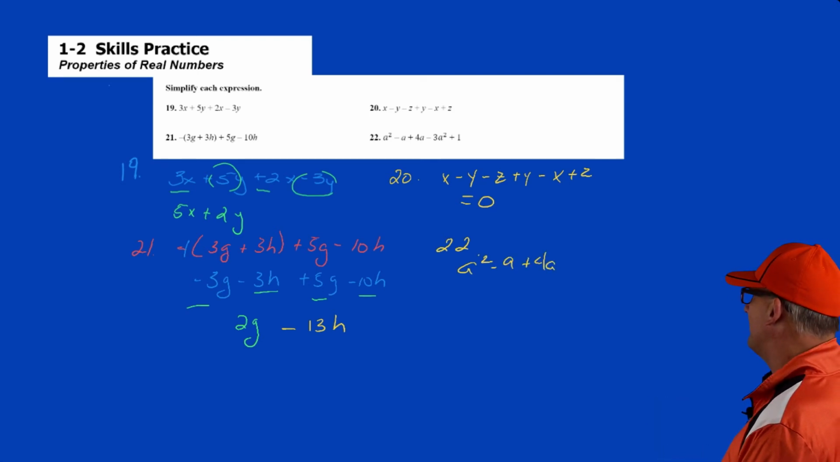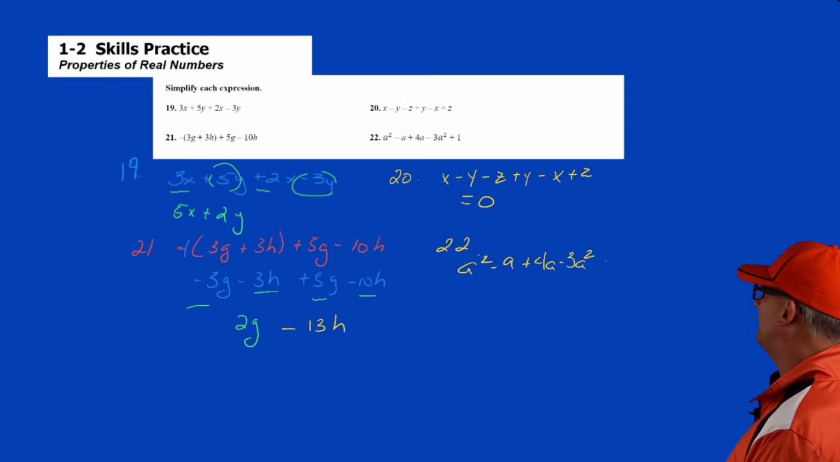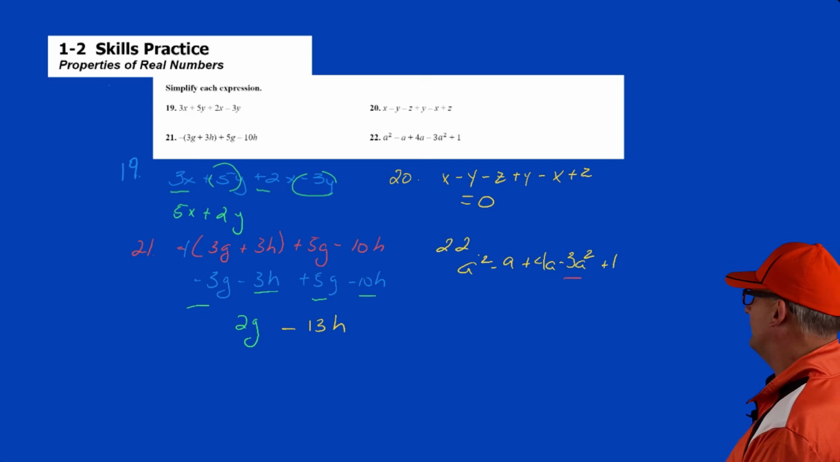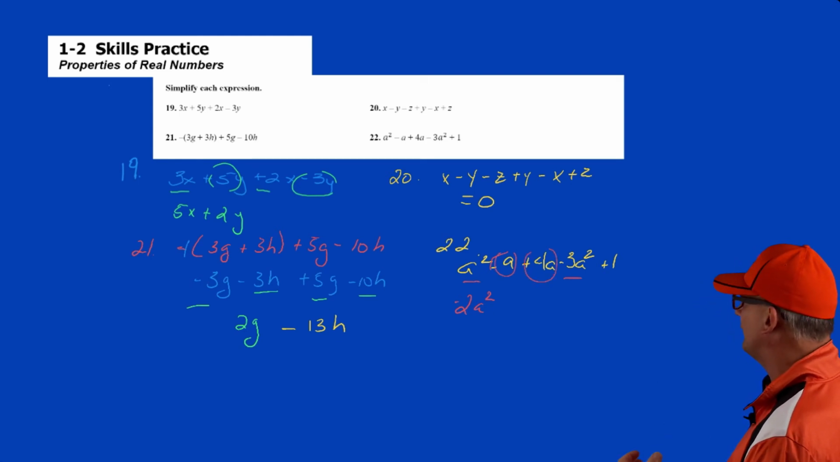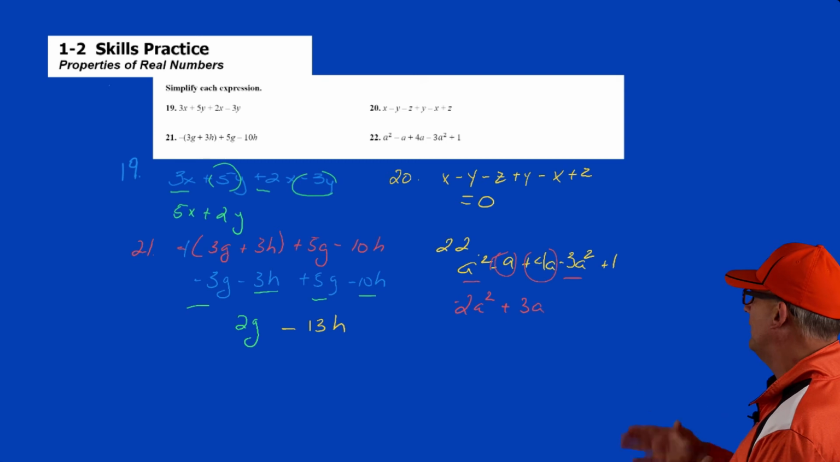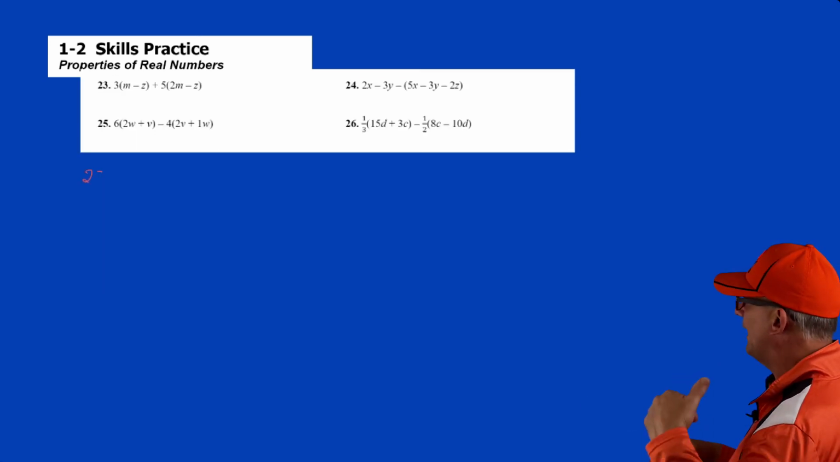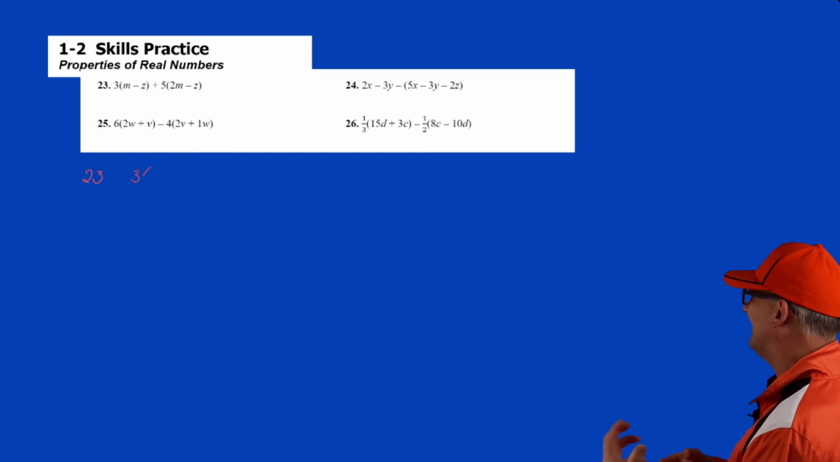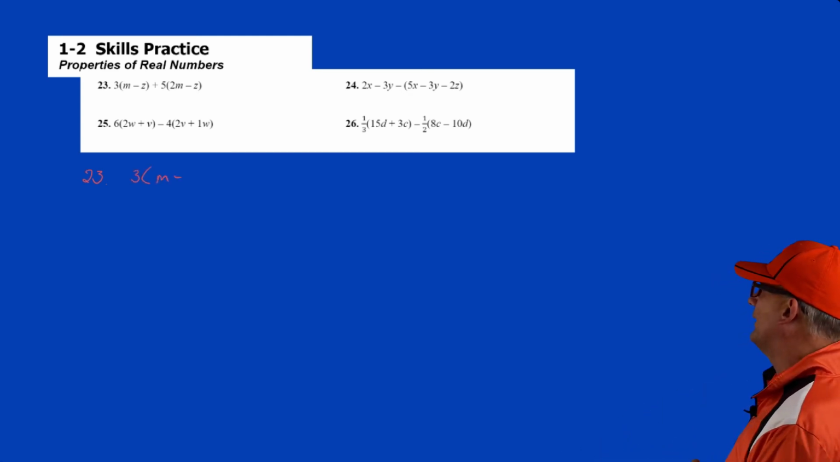All right, 22. So a squared minus a plus 4a minus 3a squared plus 1. For you to combine like terms, they have to be identical in terms of variable and exponent. So the a squareds go together, the a's go together, and there's nothing you can add to the 1. It's still part of your answer, and it has to be written in standard form. Highest exponent to lowest, constant last. All right, here we go.